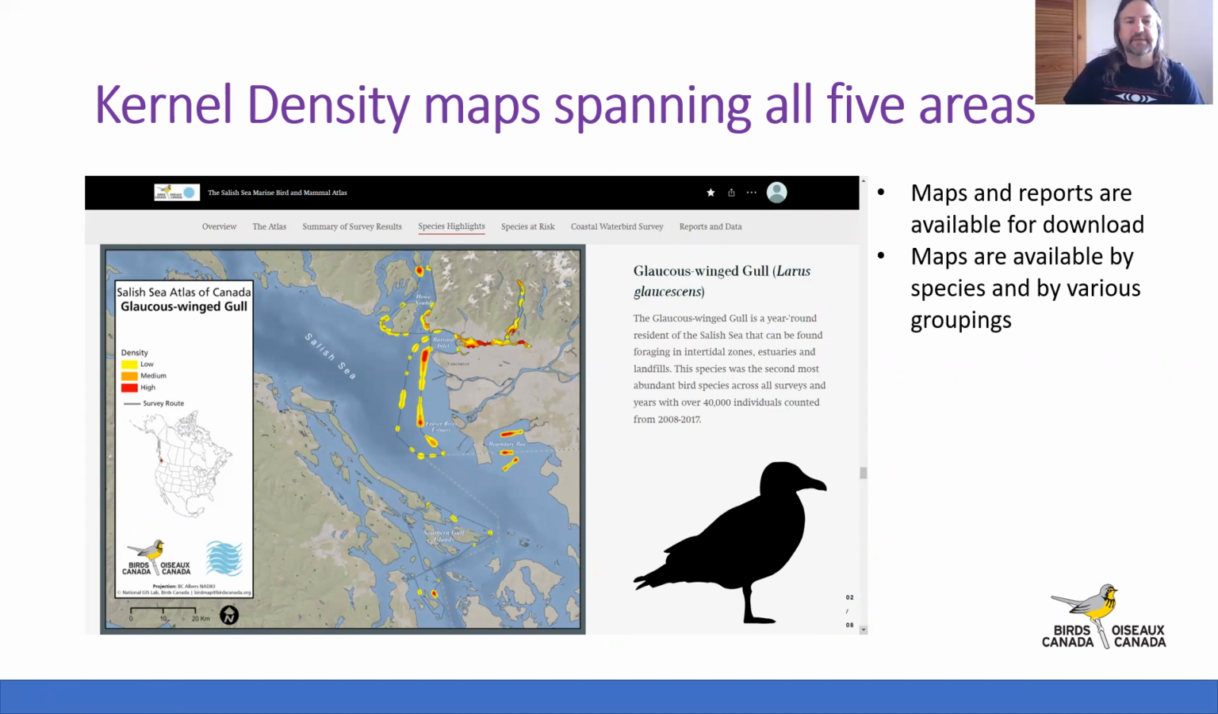We also have maps that go season by season for certain species, and we also combine species guilds together to do maps that represent a particular group of organisms, such as species at risk or some other aspect. Those are all available as part of the story map. You can look at those and download them and explore at your leisure.